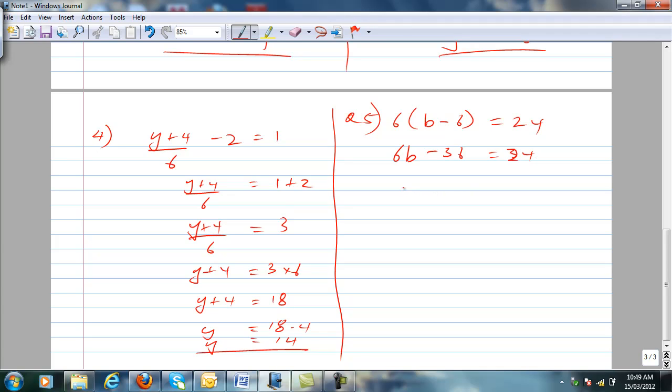So if I take the -36 the other side, it becomes a positive or a plus. And if you add that up, it ends up being 60. And if I remove the 6 now, if I take 6 the other side, it will be divided by 6. 60 divided by 6 is 10.